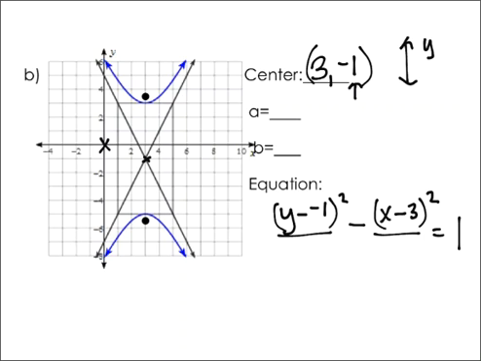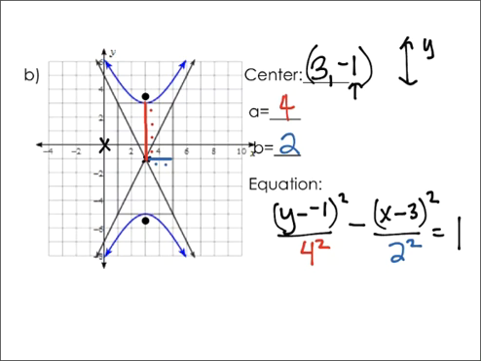All right, a. Remember, a is the distance from the center to the vertex. So there's the vertex, 1, 2, 3, 4. A is 4. So I'm going to put 4 squared under the y. B, again, we have this rectangle here, so it's really easy to see that B is 2. So I'm going to put 2 squared under x.